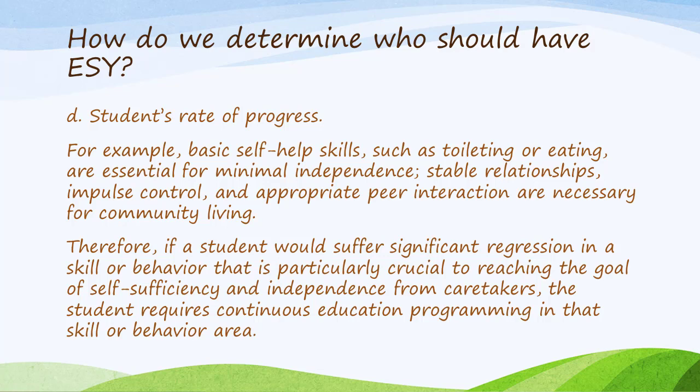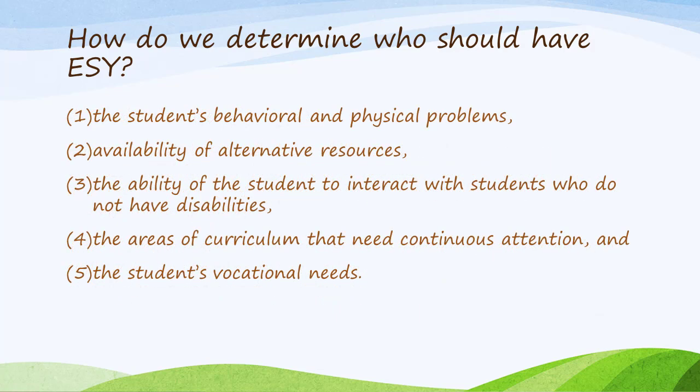Another relevant concern is the extent to which the student has mastered or consolidated an important skill or behavior at the point when the program is interrupted. So since some of those behaviors or skills have not yet been generalized or mastered or consolidated, they're more easily lost, and a student is more likely to regress in that skill or that behavior area if their programming is interrupted. We should also consider the student's behavioral and physical problems, the availability of resources, the ability of the student to interact with students who do not have disabilities, the areas of curriculum that need continuous attention, and the student's vocational needs.